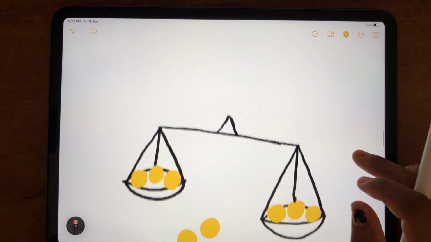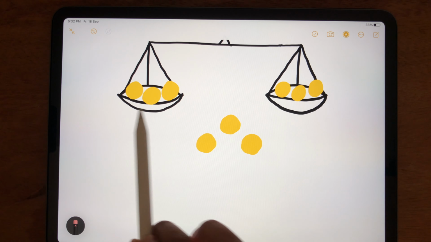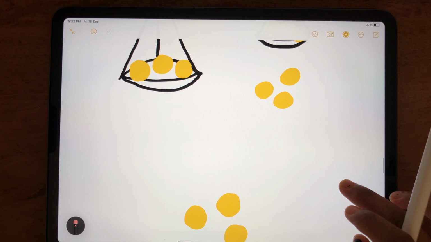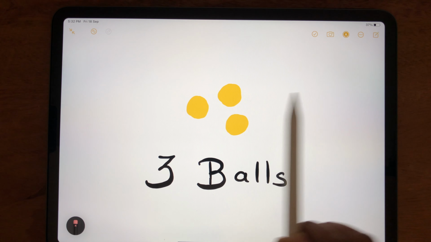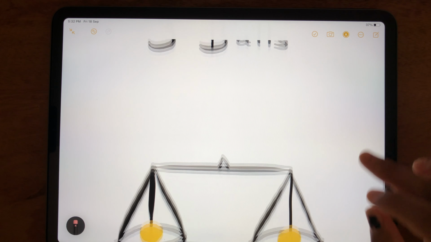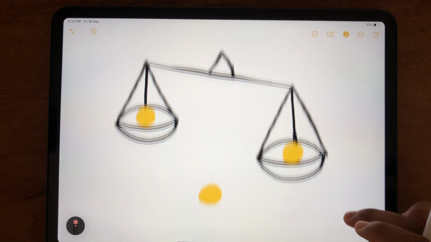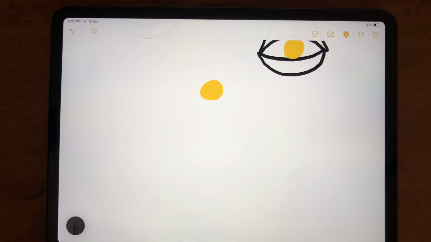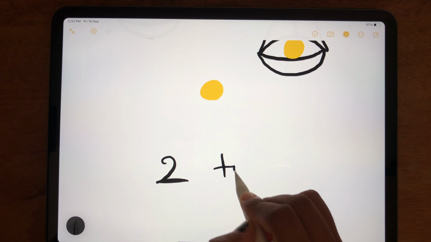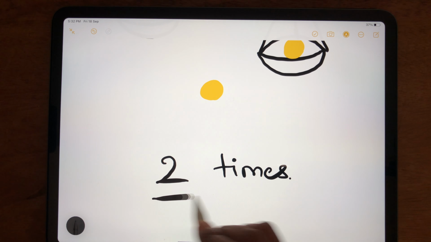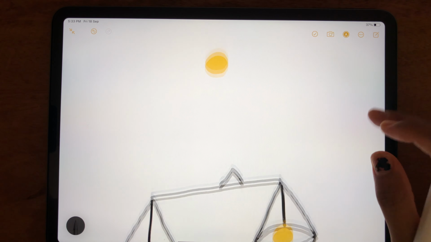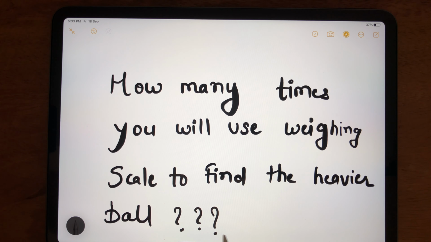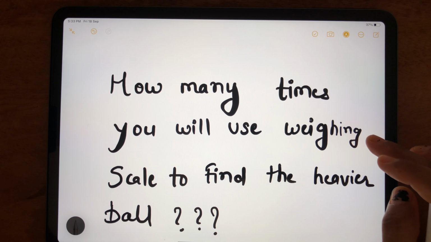First time we used the weighing scale with the groups of 3 balls, and at the end of the first round, after using the weighing scale one time, we got 3 balls out of which one was heavier. After using the weighing scale the second time, we have our one heavier ball, right? So basically we use the weighing scale 2 times in order to find the heavier ball. Going back to our question, how many times will you use the weighing scale to find the heavier ball? In the case when we have 9 balls, the answer is 2.